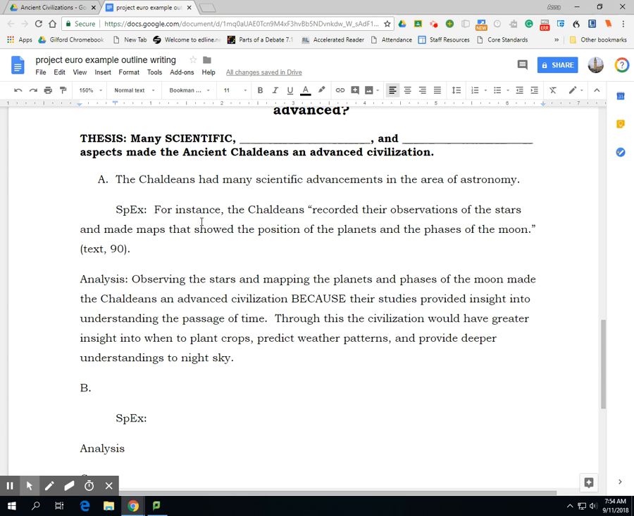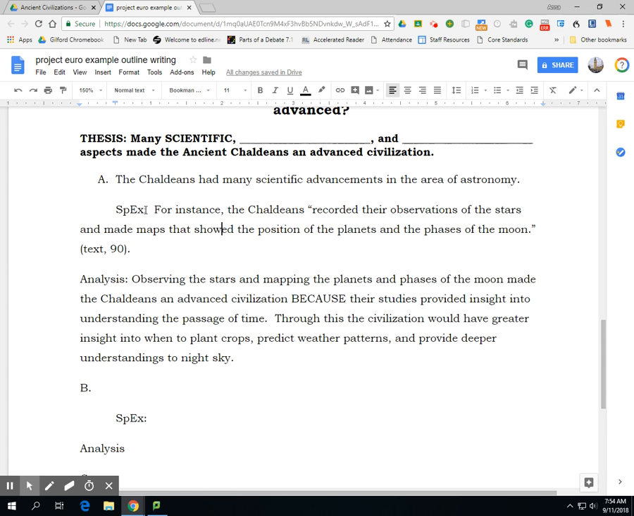Before I can build the writing of how I'm going to defend my argument, I need to choose a piece of evidence that is an unbiased, detailed fact about something that the Chaldeans did in science that made them an advanced civilization. So on page 90 in the textbook, I found a fact that said, for instance, the Chaldeans recorded their observation of the stars and made maps that showed the position of the planets and the phases of the moon. This is a fact of what they did in astronomy. I like this fact because what it says is the Chaldeans used science to start understanding the world around them. And for me, that proves that they're advanced. And I'll show in my analysis, I'll explain how.